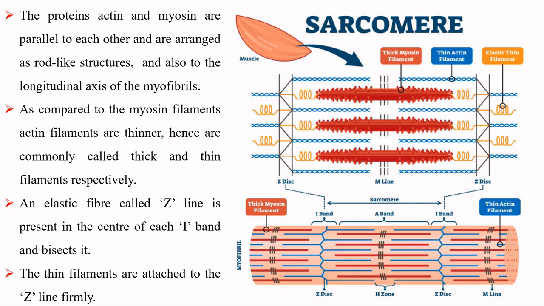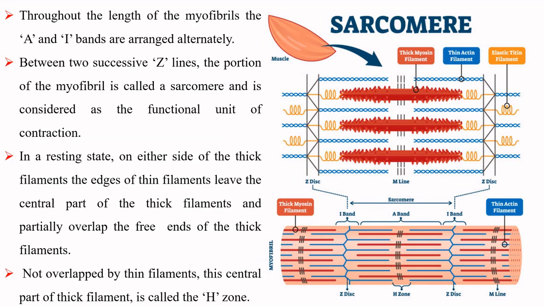The proteins actin and myosin are arranged as rod-like structures, parallel to each other and to the longitudinal axis of the myofibril. As compared to the myosin filaments, actin filaments are thinner, hence they are commonly called thin and thick filaments respectively. An elastic fiber called the Z-line is present in the center of each I band and bisects it. The thin filaments are attached to the Z-line firmly.